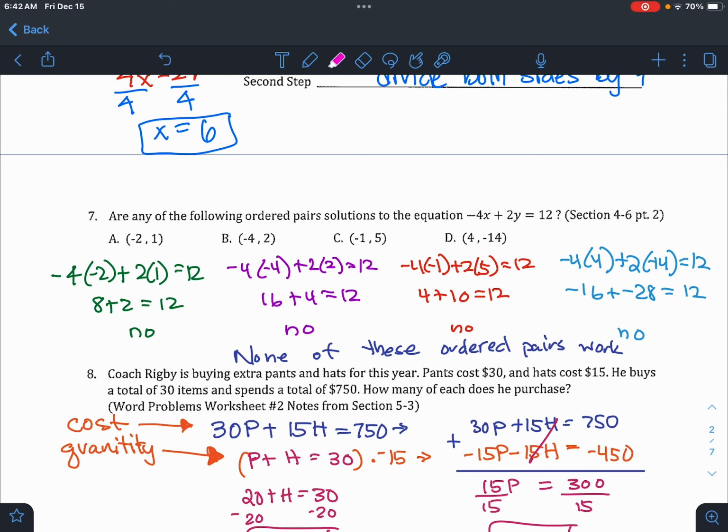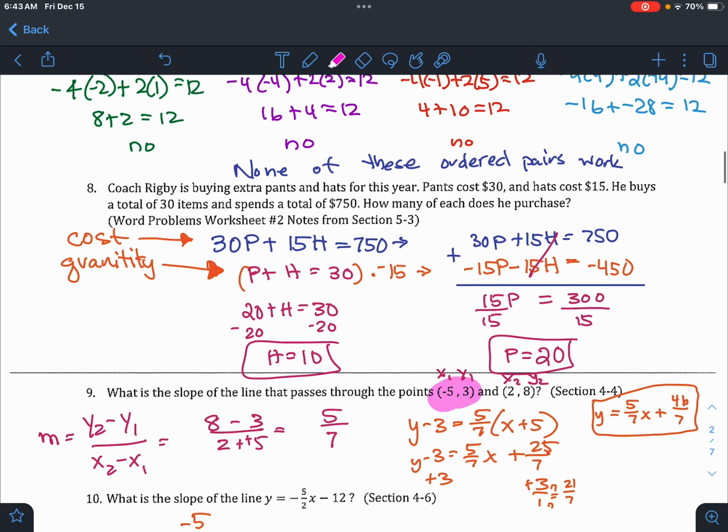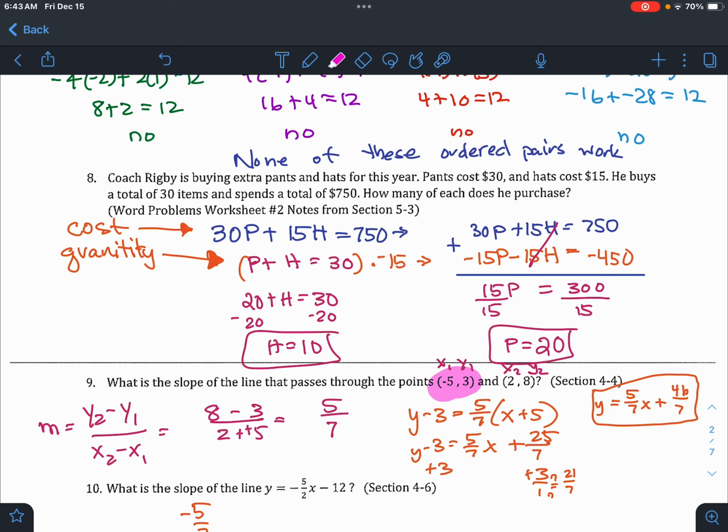On number 7, we needed to substitute each point to see if it is a solution to this equation. In this case, none of these points worked, but we got good practice in how to substitute and evaluate, seeing if something's true or false. And these were all false. On the final, you won't have one where they're all false, so just keep in mind you're going to have to find that solution.